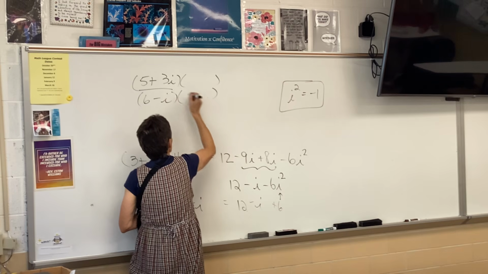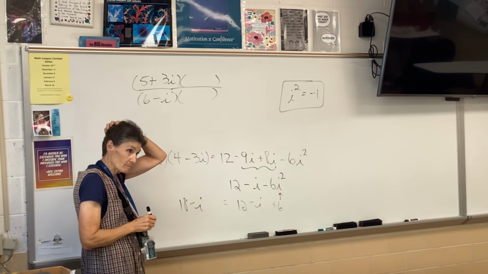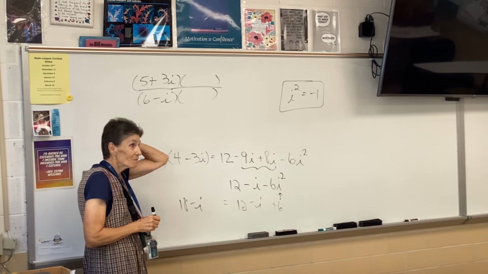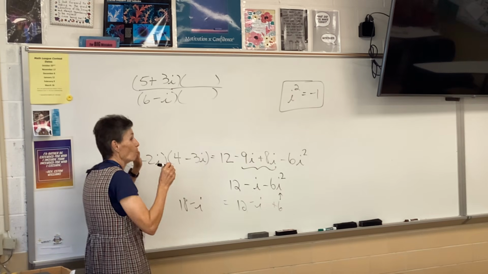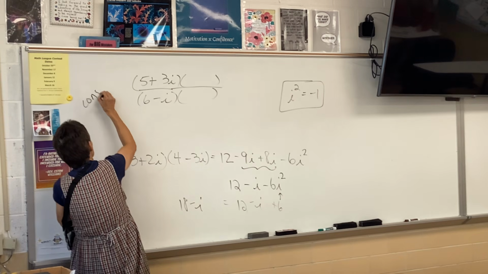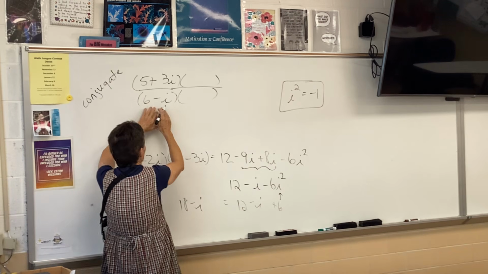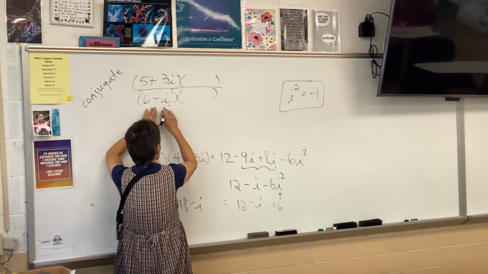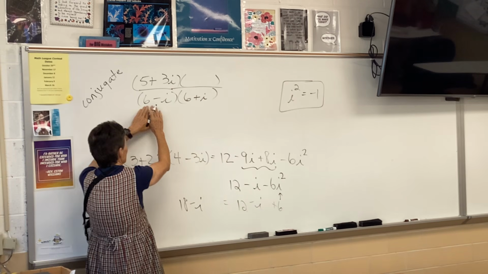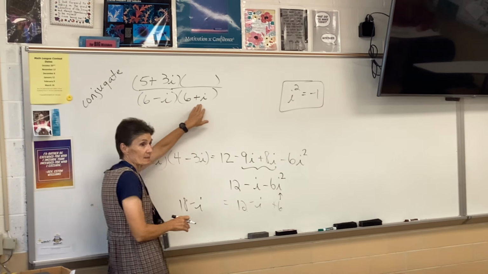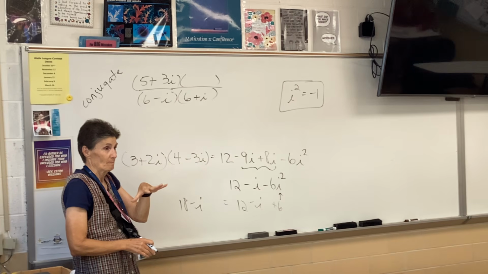He's exactly right. This is what we're going to do. We're going to multiply the top and the bottom by something. We're going to multiply by what we call the conjugate. The conjugate is the same thing as the bottom, only you change that little sign. So instead of 6 minus i, it would be 6 plus i. And we always use the bottom.